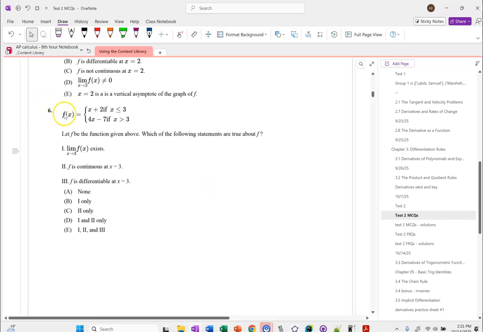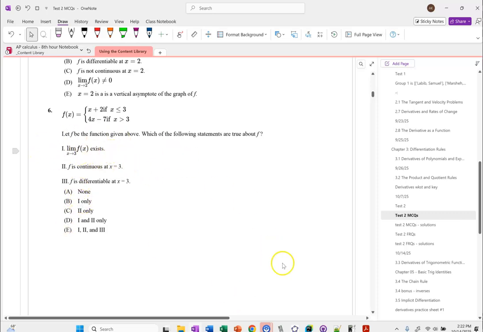How about 6? This plays right in with what we were doing in that first question I gave you guys. It says, let f of x be the function above, which of the following statements is true about f. The limit as x approaches 3 of f of x exists. F is continuous at 3. F is differentiable at 3.